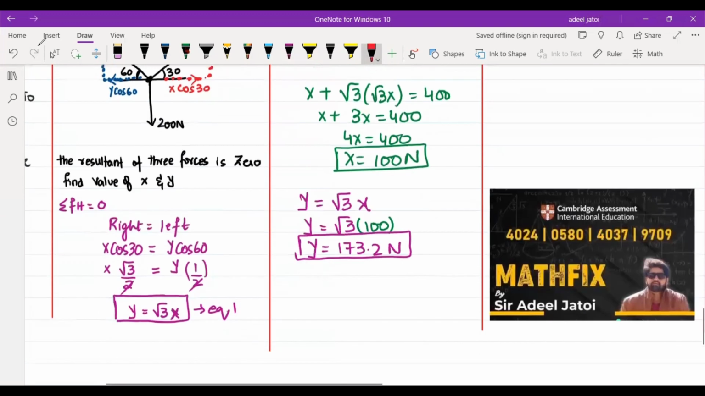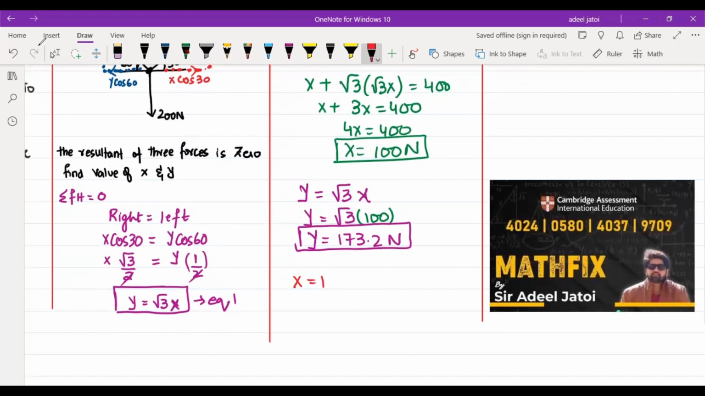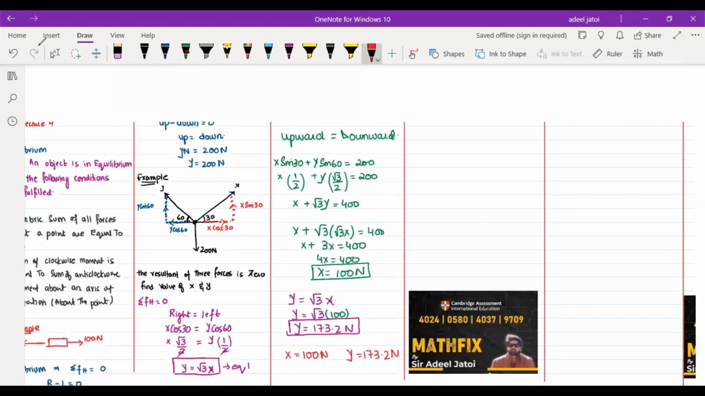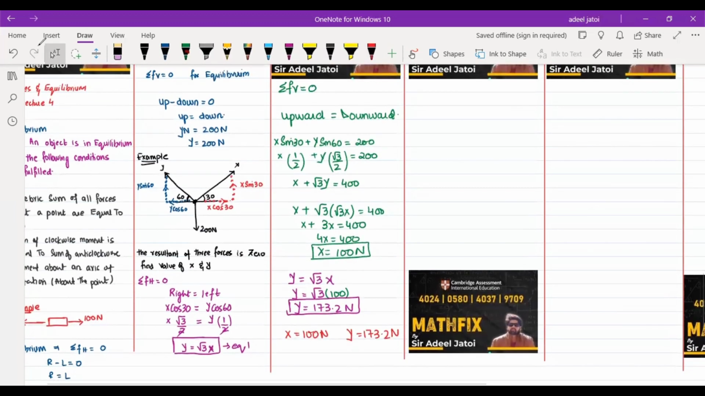So in this question, your x is 100 Newton and y becomes 173.2 Newton. And we did this because we knew that the question was related to equilibrium, knowing the fact that upward force is equal to downward force and right is equal to left.